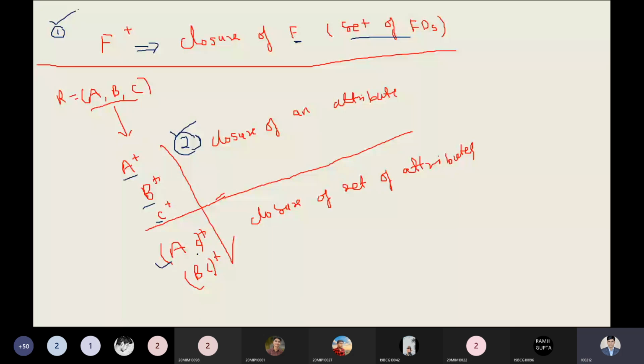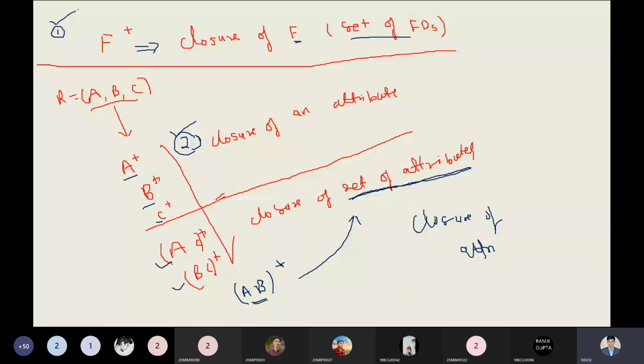So here what I'm doing, I'm choosing multiple attributes, two or more than two attributes, and I need to find their closure. It is known as the closure of the set of the attributes. This is the term we have to keep in mind, the closure of attribute sets, while solving the problem.